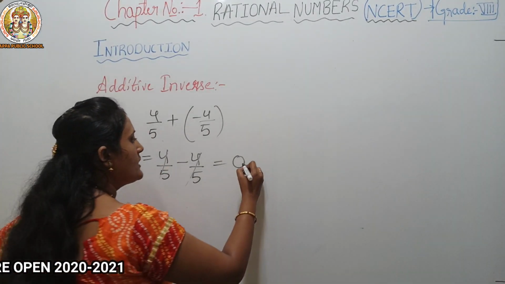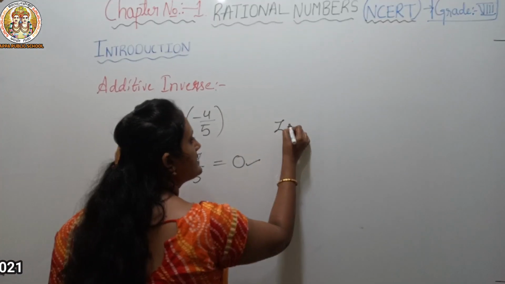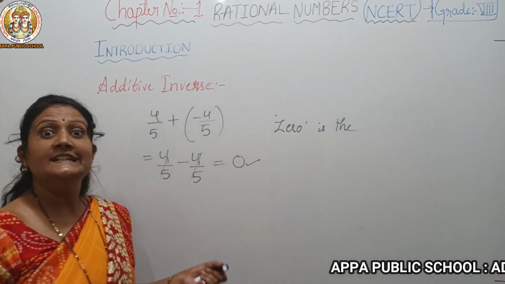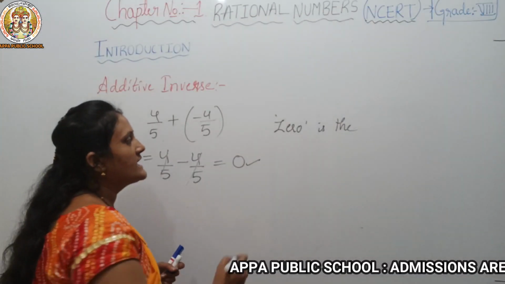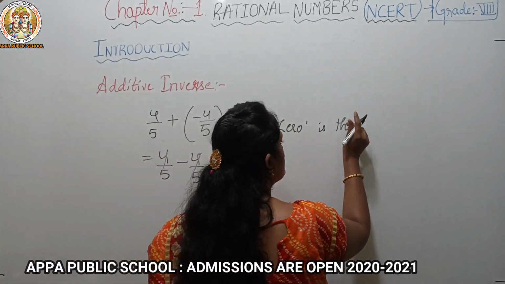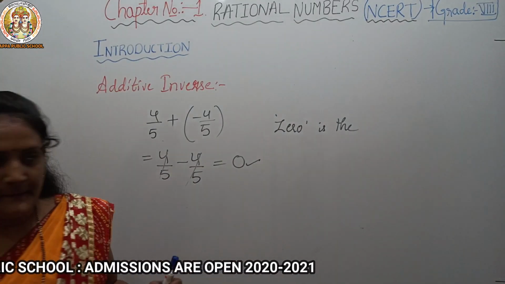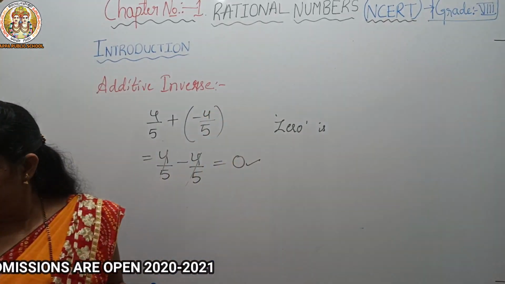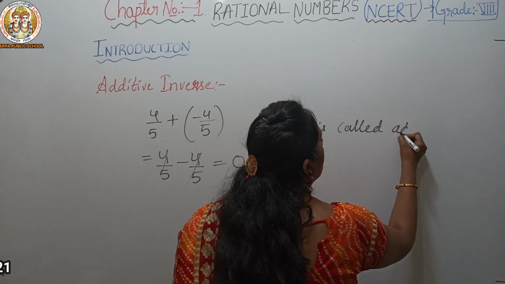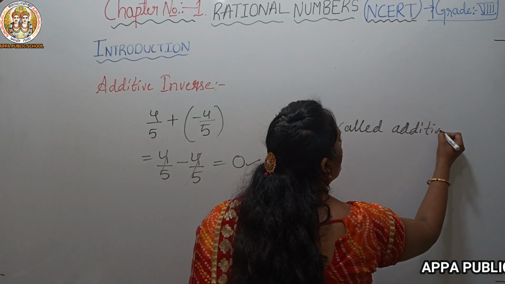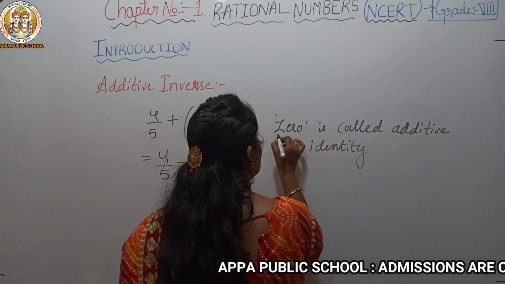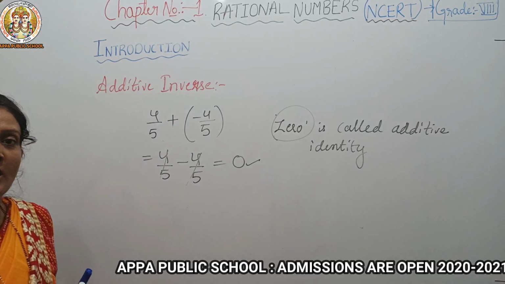And 0 is called the additive identity. Sometimes they will ask what is the additive identity. 0 is the additive identity. Please remember this point. It's a very important point. 0 is the additive identity.